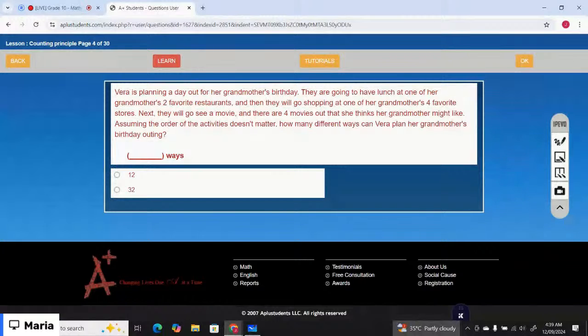Veera is planning a day out for her grandmother's birthday. They are going to have lunch at one of her grandma's two favorite restaurants, and then they will go shopping at one of her grandmother's four favorite stores. Next they will go see a movie, and there are four movies that she thinks her grandmother might like. Assuming the order of the activities doesn't matter, how many different ways can Veera plan her grandmother's birthday outing? Which is the correct option?